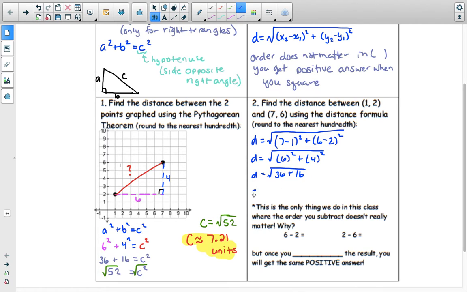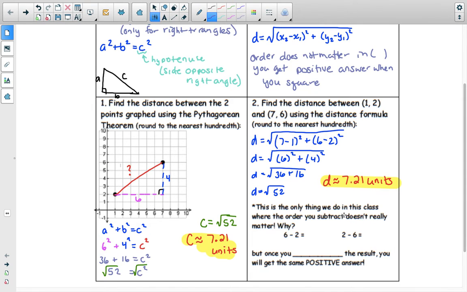Then we're going to have distance is equal to the square root of 36 plus 16 is 52. So the distance is equal to the square root of 52, which is what we had earlier. So we know that our values are correct. So our distance is approximately 7 and 21/100 units. Same answer that we had before.